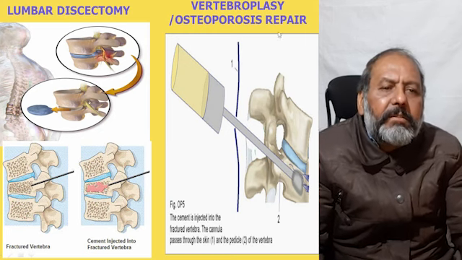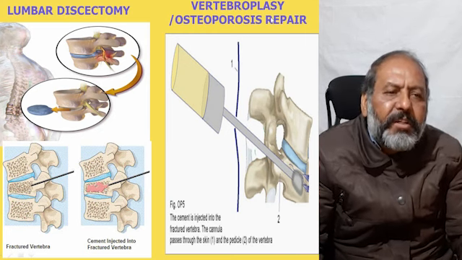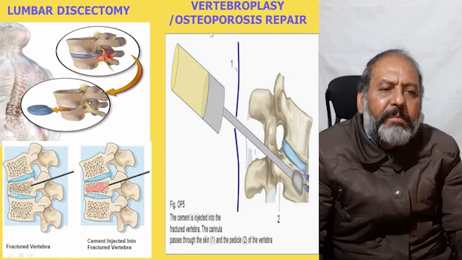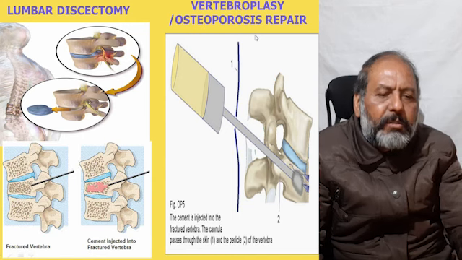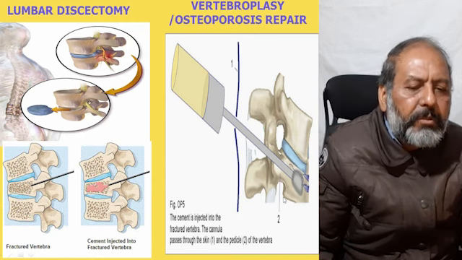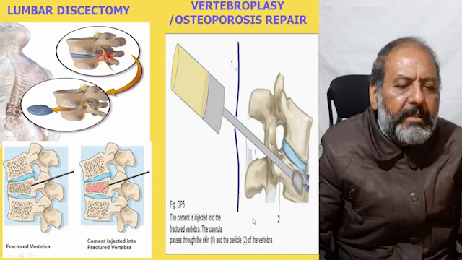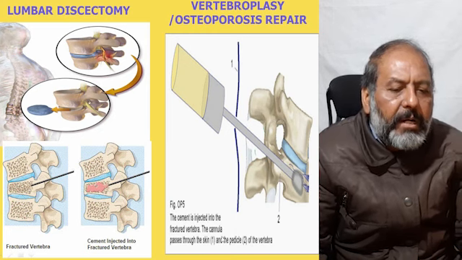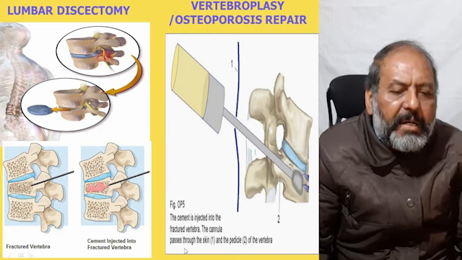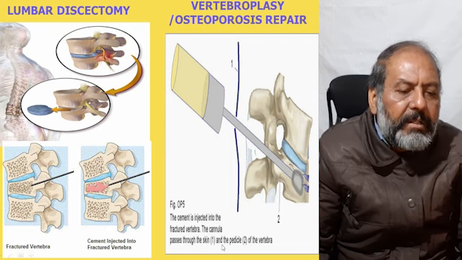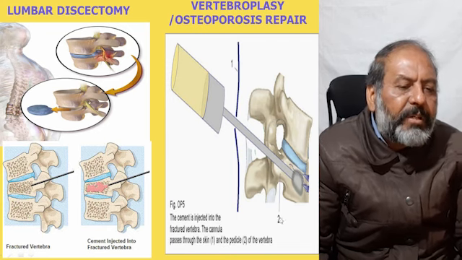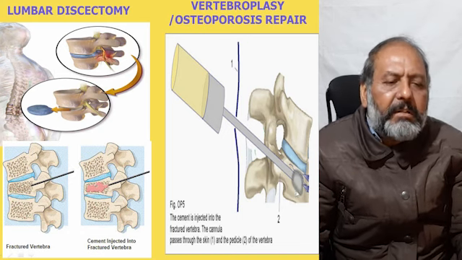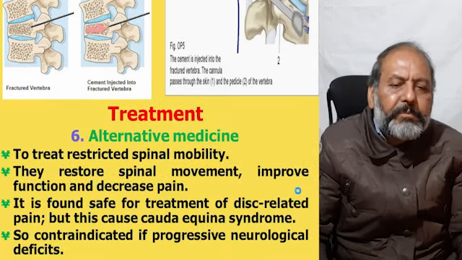Here there is also the vertebroplasty, the repair of the vertebra and the damage done by osteoporosis, that is osteoporosis repair. The cement is injected into the fractured vertebra, and the cannula passes through the skin to the pedicle of the vertebra to put some cementing material and to strengthen it.